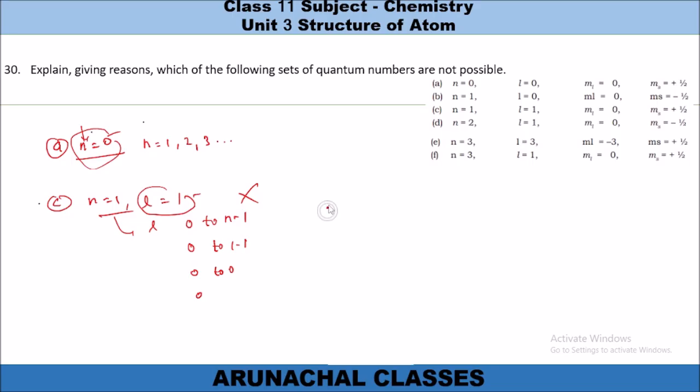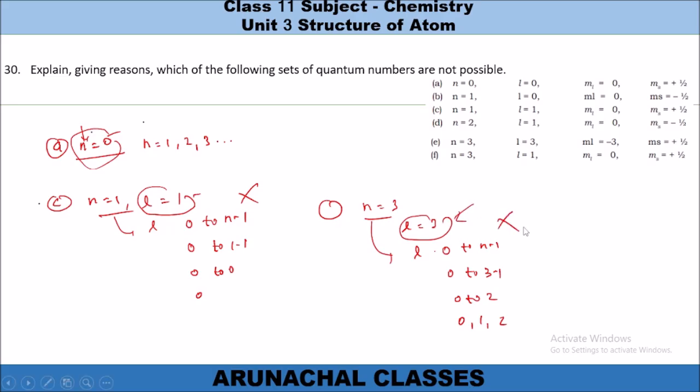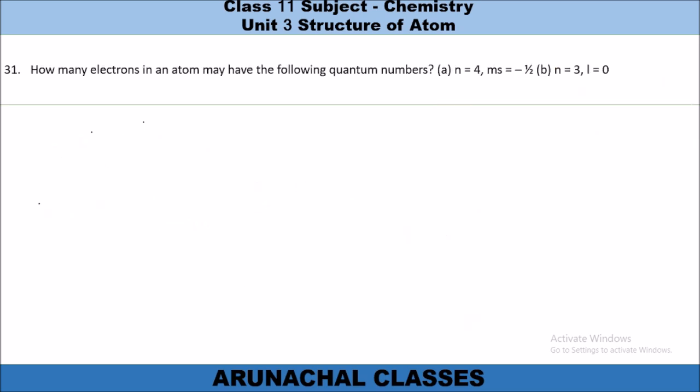Then we have another case, that is e case. We can see n value is 3 given, l value is 3 given. Whether this case is possible? Here also we can see when n value is 3, l value is to be there from 0 to n minus 1, that is 0 to 3 minus 1, that is 0 to 2: 0, 1 and 2. But here l value they have given as 3, so this case is not possible. So these three cases are not possible here in this question, whereas other cases are possibly correct. Now we are with our next question, that is question number 31.